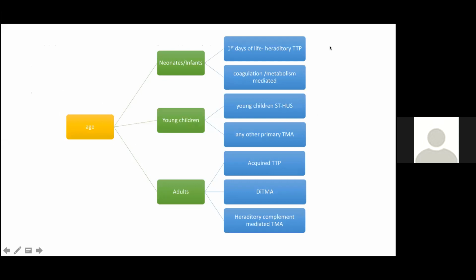In infants, the other ones can be there, but it is very rare. In young children, STEC-HUS is a possibility, and any other primary thrombotic microangiopathies are possible, but this is the most likely, so you can exclude it. And in adults, acquired TTP, drug-induced thrombotic microangiopathy, and hereditary complement-mediated TMAs are the common ones. So in adults, you don't think of these rare ones.